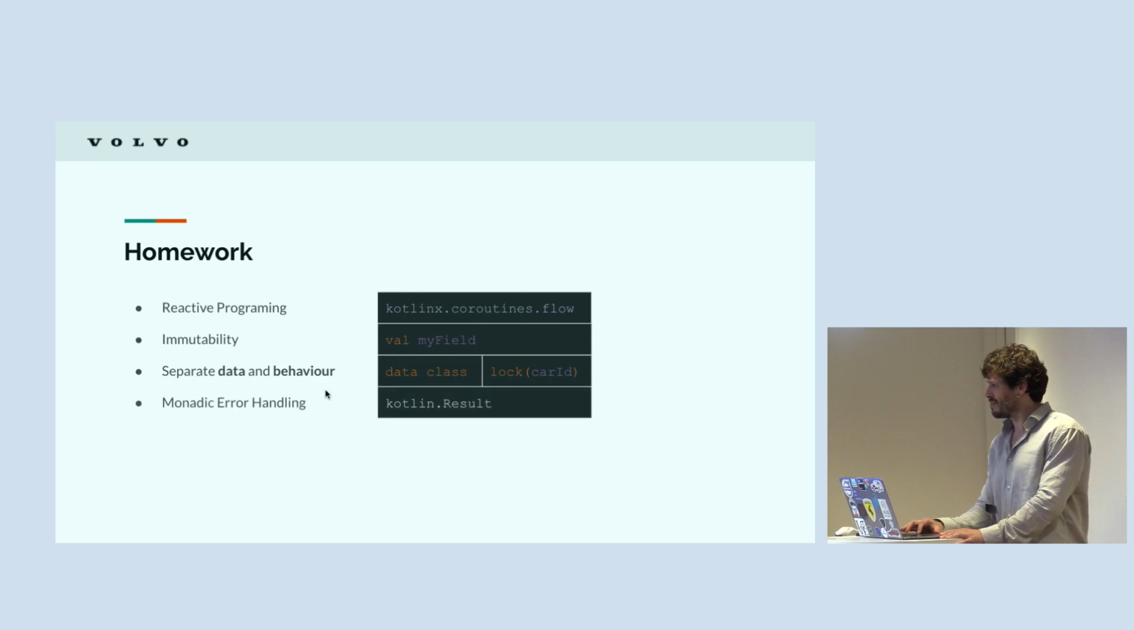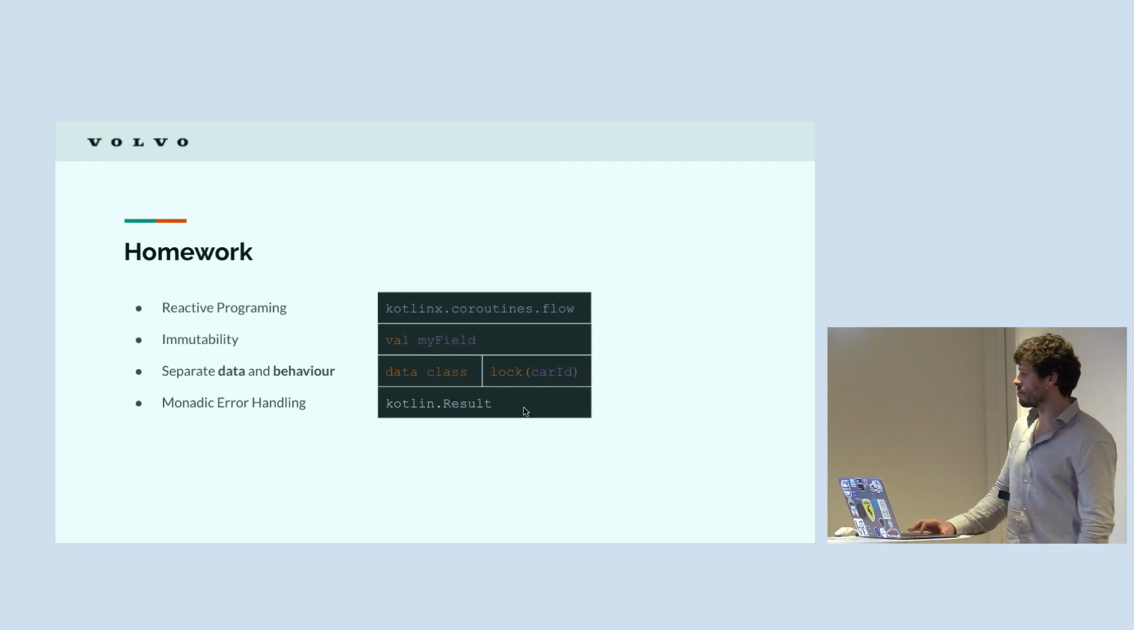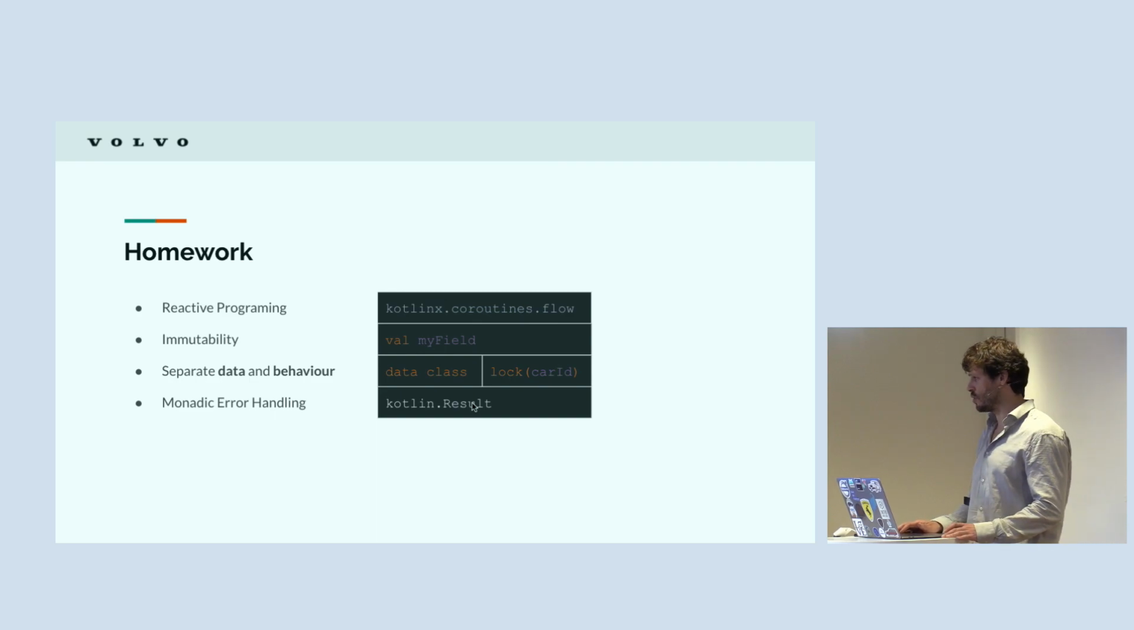The last topic is monadic error handling. As well, there is a lot of material out there. In Kotlin, the language already supports it, just by using Result. Monadic error handling is basically, instead of throwing an exception, you return an error that is a failure or success. It's kind of a Maybe or an Either in functional languages. And then you can decide when to handle that error.